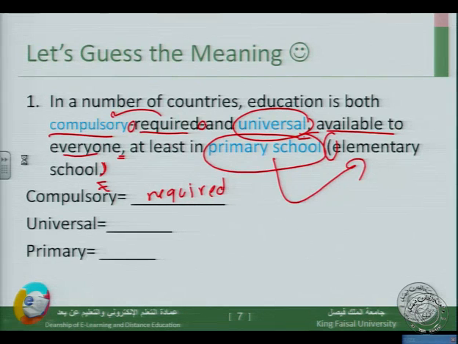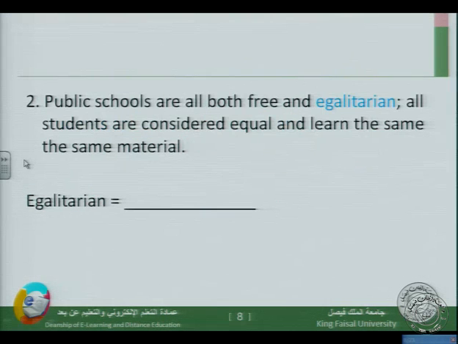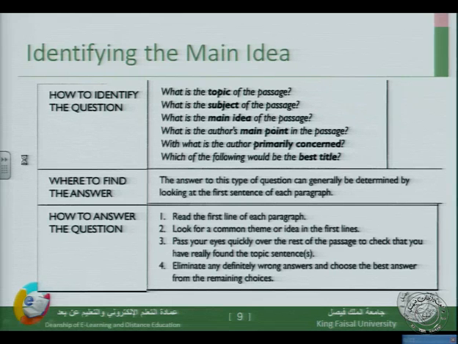So this is an example for our first rule, how to guess the meaning of an unfamiliar word without using the dictionary. That's by punctuations, like comma, semicolon, colon, parentheses, and dashes. Let's move on. Well, I will leave this one for you. I want you to guess the meaning of egalitarian. Use the rules. Always follow the rules.